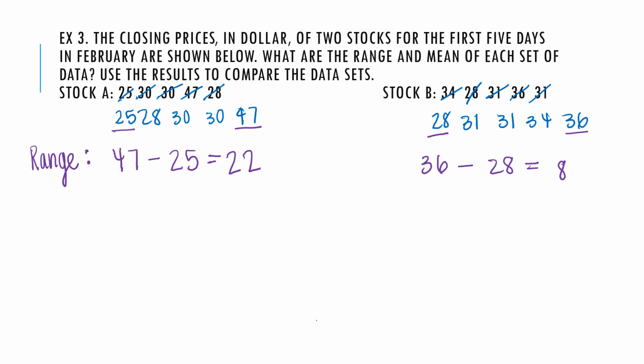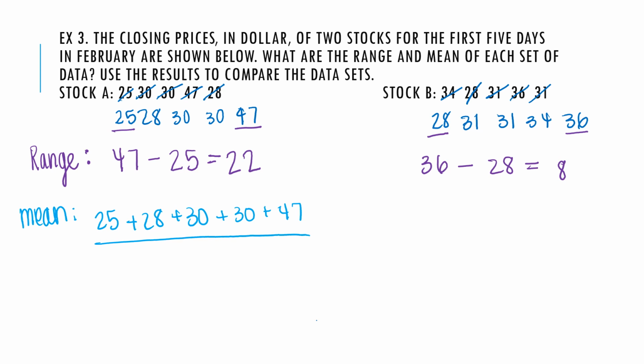Okay, now let's go ahead and do the mean. Remember, the mean is adding all those digits up and then dividing by the number that we have. So 25 plus 28 plus 30 plus 30 plus 47 divided by, we have 5. So you're going to divide it by 5. You could plug that into your calculator. You would get 32.